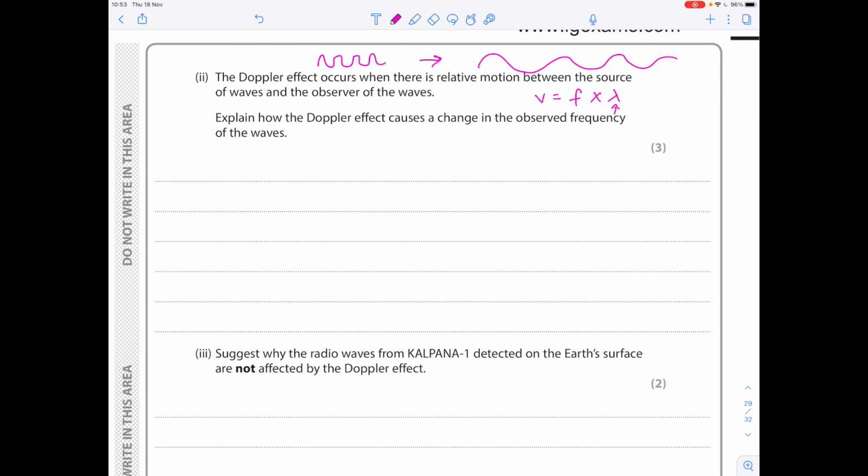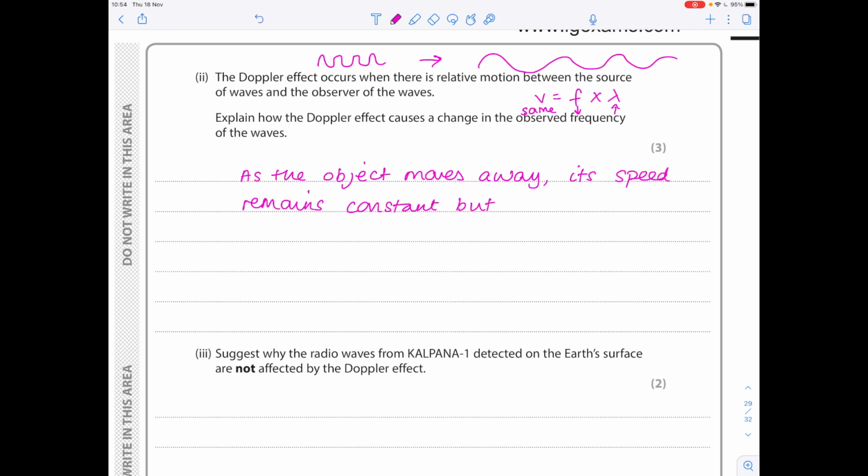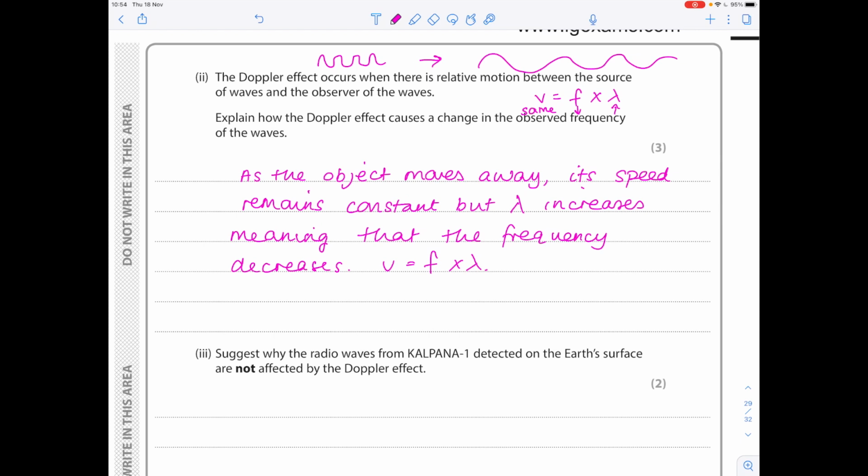So our wavelength here has increased. The speed stays the same. So what does that do to our frequency? Well, it decreases it. So as the object moves away, its speed remains constant, but wavelength increases, meaning that the frequency decreases. And remember, this is all according to this equation, which you want to pop in there for your final mark.